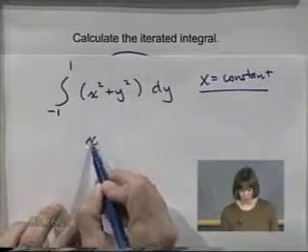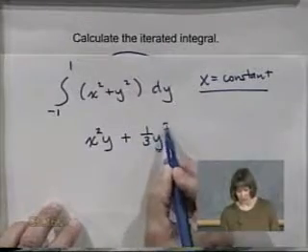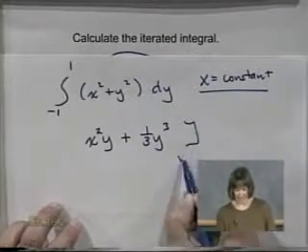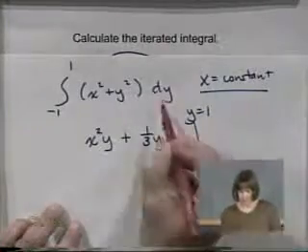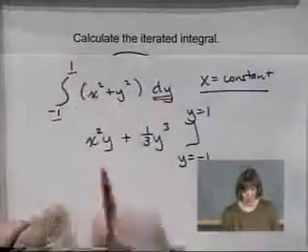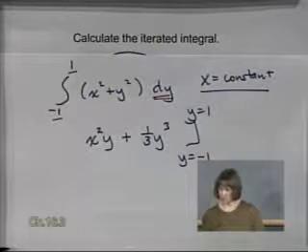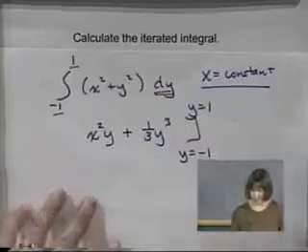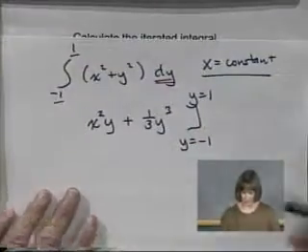X squared y, right, because x squared is a constant, plus 1/3 y cubed. And this is as y varies from -1 to 1, because we're integrating with respect to y. So that's what my limits of integration are changing with respect to. Okay, so it's really helpful to put this y equals -1 to 1.